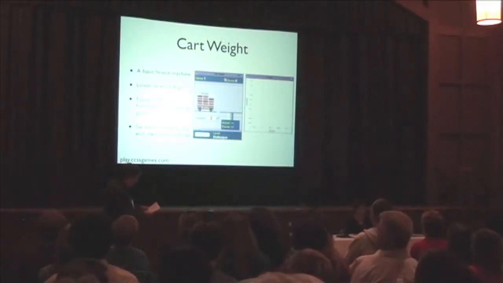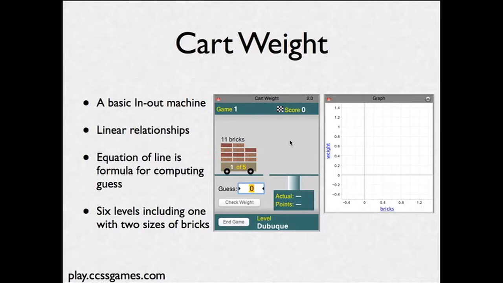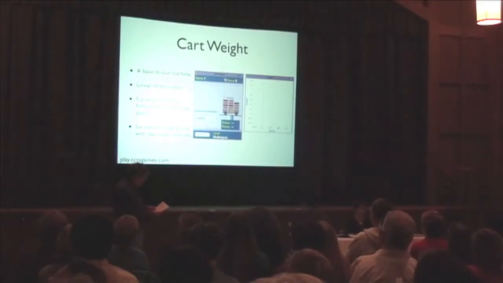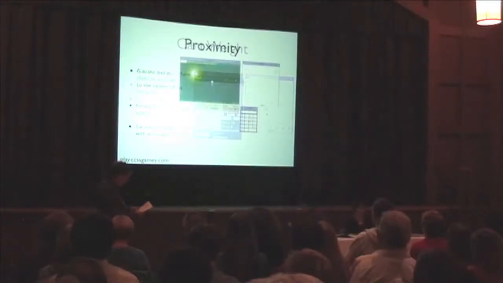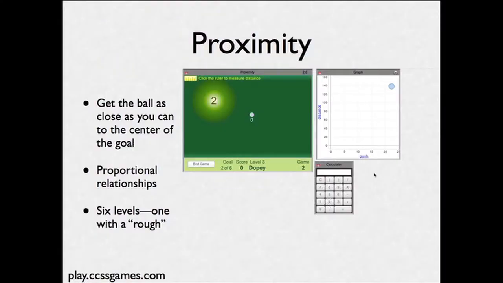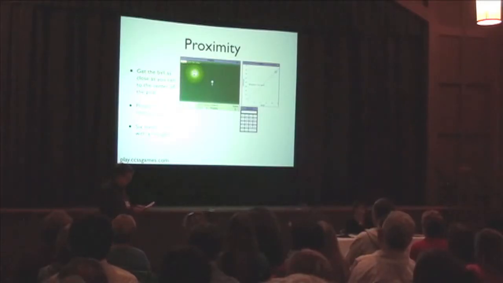So let's look a little bit at each of the other games. Cartweight, it's a gussied up in-out machine. Given a number of bricks, compute the weight. But it can be challenging when there are 2 sizes of bricks. At the heart of Proximity is a proportional relationship between how far you pull back on the ball and how far it goes. You have to measure distance and then do a computation.